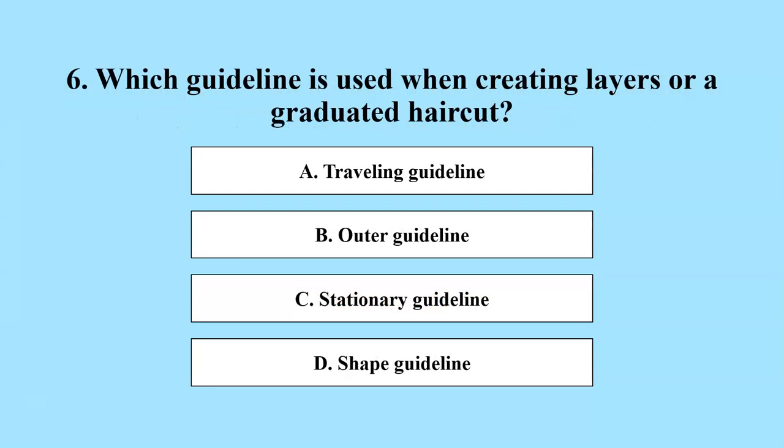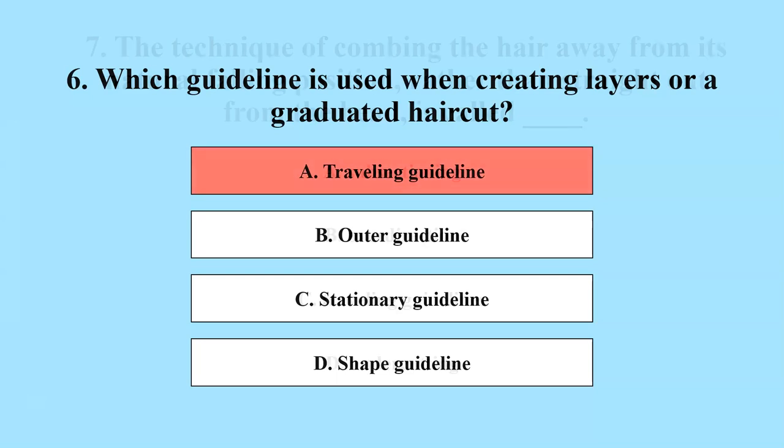Which guideline is used when creating layers or a graduated haircut? Traveling guideline, outer guideline, stationary guideline, shape guideline. If you chose A, traveling guideline, you are correct.